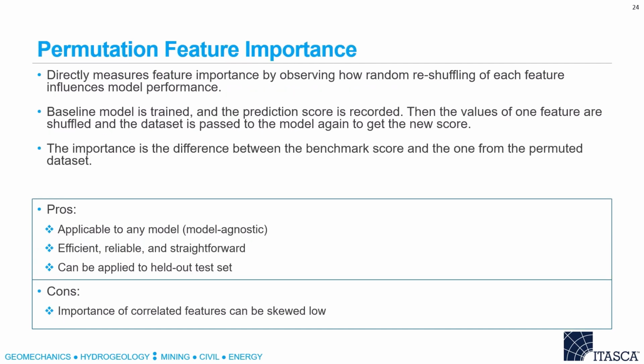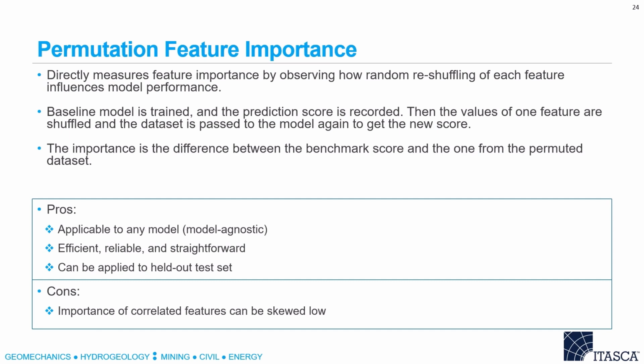The second method is permutation feature importance. This provides a way to more directly measure feature importance by observing how random reshuffling of each feature influences model performance. The idea is that we first train our model and get a baseline prediction score. Then the values of a single feature are shuffled or randomized, essentially pulling that feature out of the model. The dataset then gets passed to the model again, and the new score is recorded.